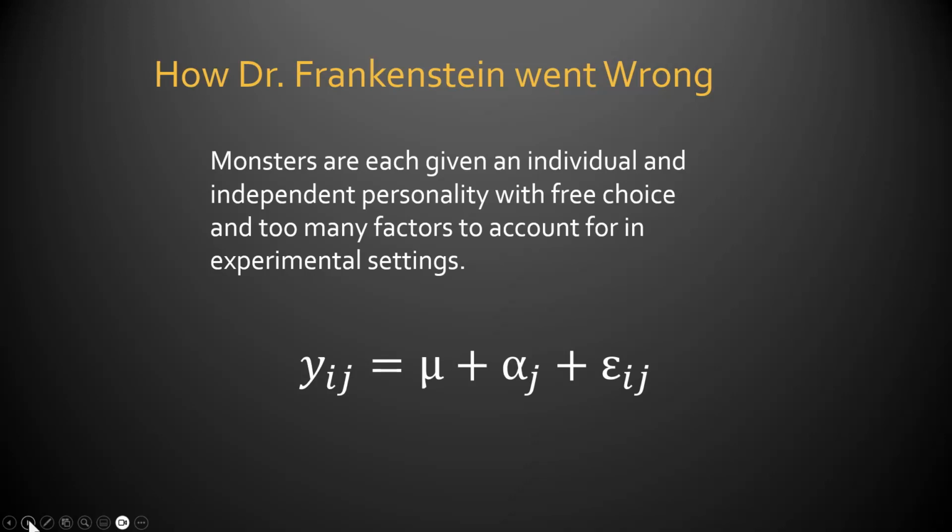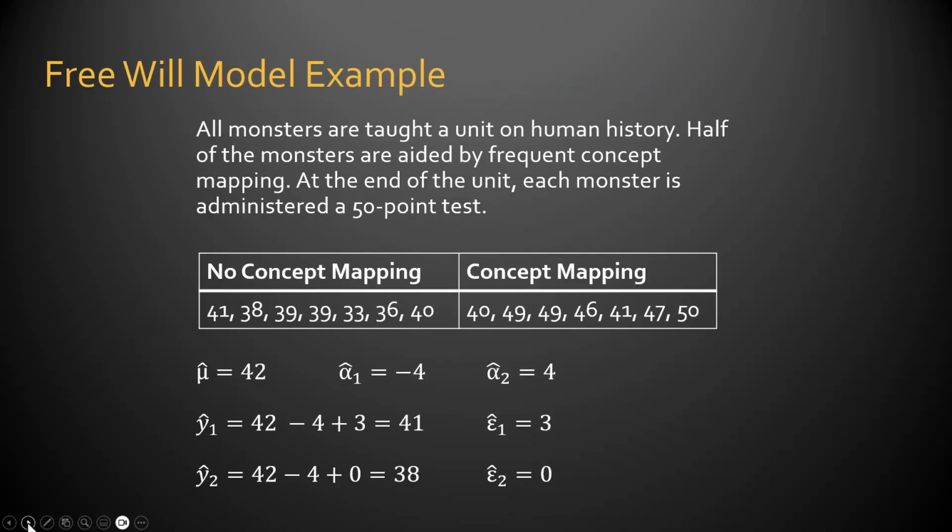So let's look now at these new monsters who have individual personalities and free will. And now we have the no concept mapping and the concept mapping. I arrange these scores so I still get a mean of 42. I still get an alpha 1 being in the no concept mapping as an average that's 4 below. But notice it's not 4 below for everyone. It's an average of 4 below. And here the concept mapping is an average of 4 above the mean.